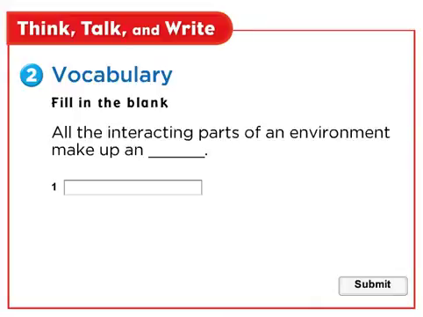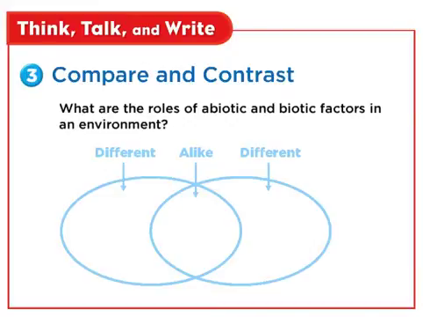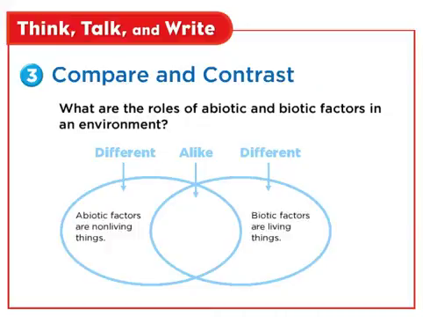Fill in the blank with the correct word. All the interacting parts of an environment make up blank. What are the roles of abiotic and biotic factors in an environment? Abiotic factors are non-living things. Biotic factors are living things. Living and non-living things shape an ecosystem.